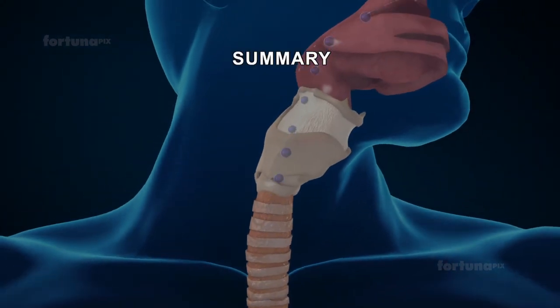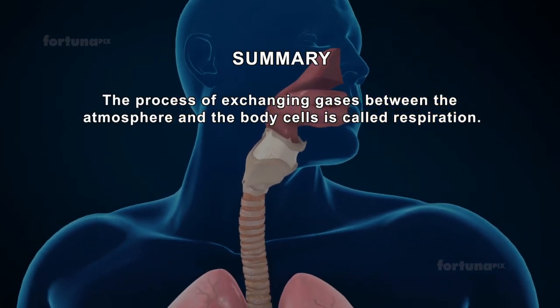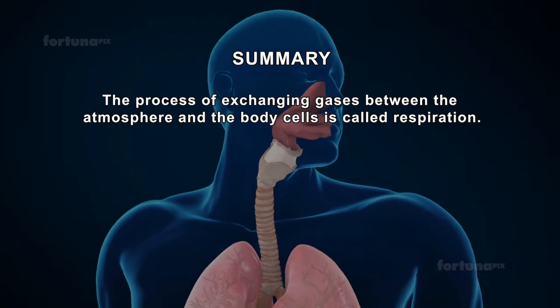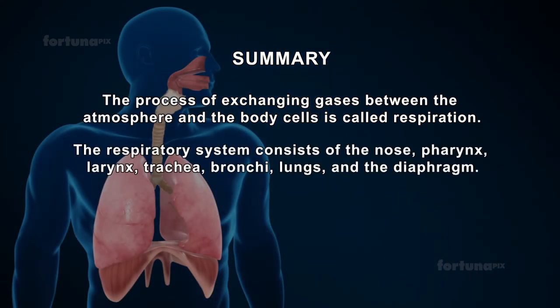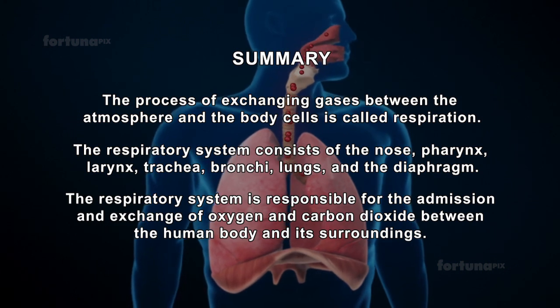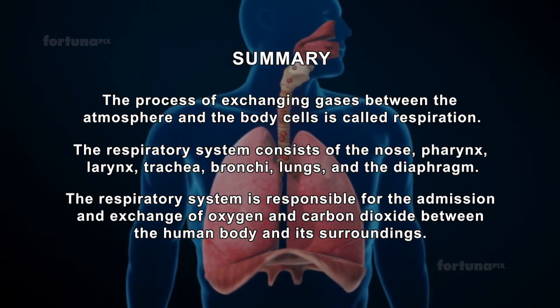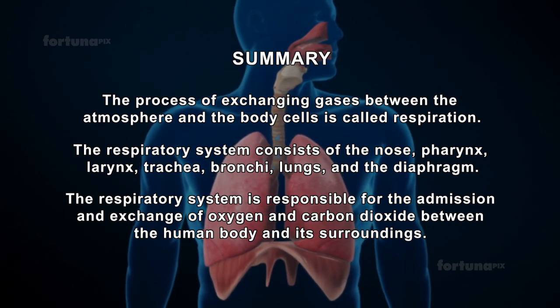Summary. The process of exchanging gases between the atmosphere and the body cells is called respiration. The respiratory system consists of the nose, pharynx, larynx, trachea, bronchi, lungs, and the diaphragm. The respiratory system is responsible for the admission and exchange of oxygen and carbon dioxide between the human body and its surroundings.